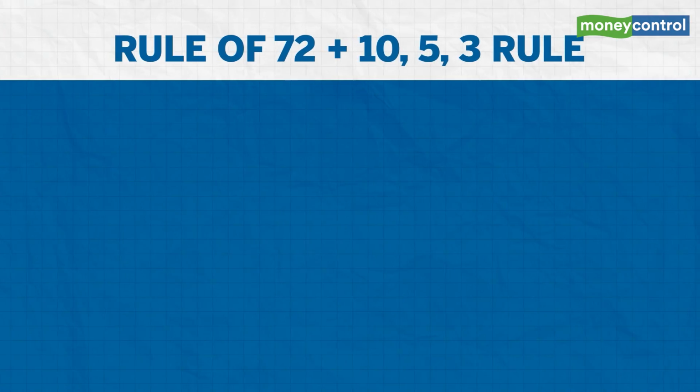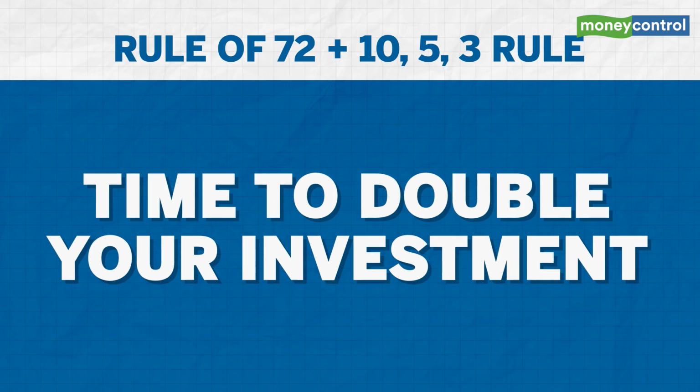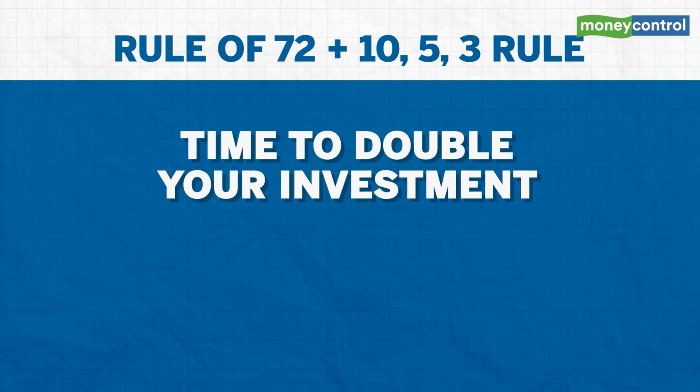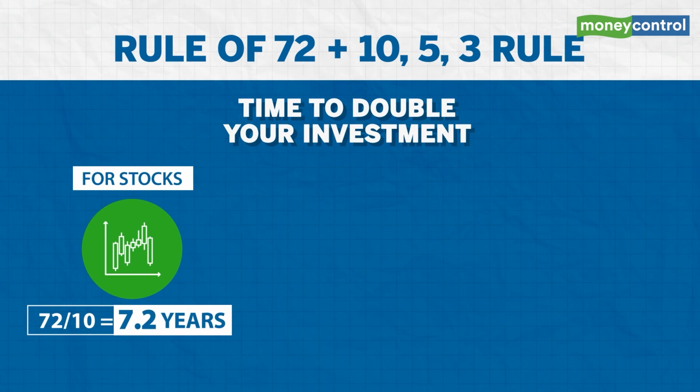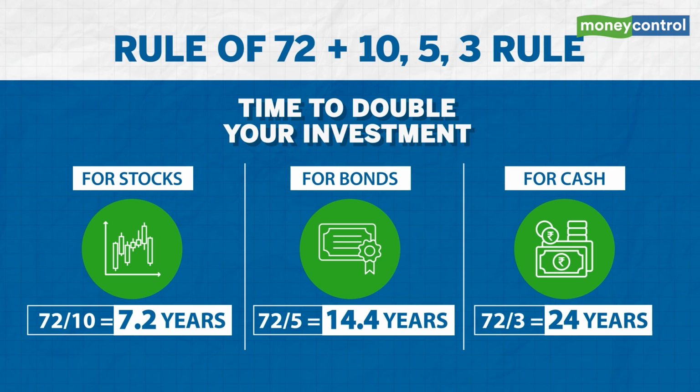So if you divide 72 by the rate of return for each of the asset classes, you will know how much time it will take for your investments to double. In the case of 10-5-3, here's how long it would take for each of your investments to double. For stocks, divide 72 by 10, that equals 7.2 years. For bonds, divide 72 by 5 and you will get 14.4 years. And for cash, divide 72 by 3 and you will be able to double the savings in 24 years.